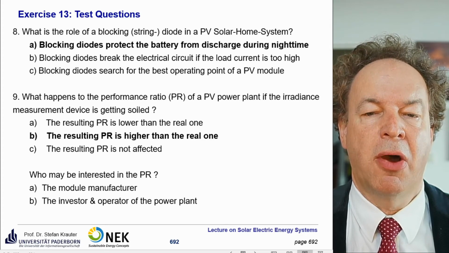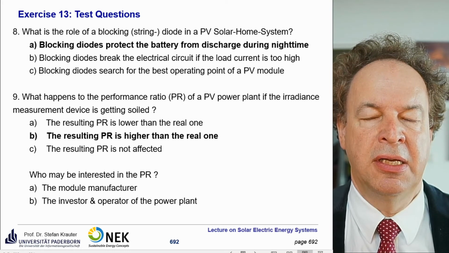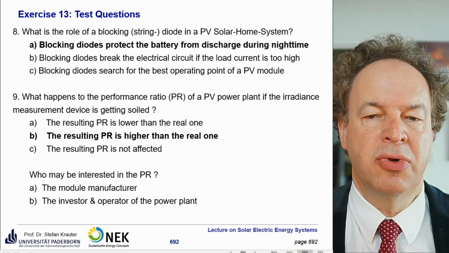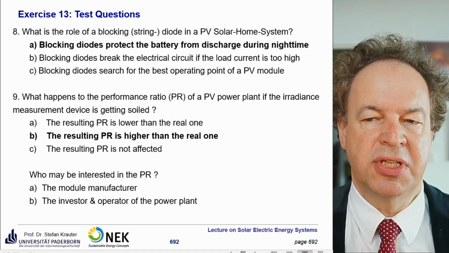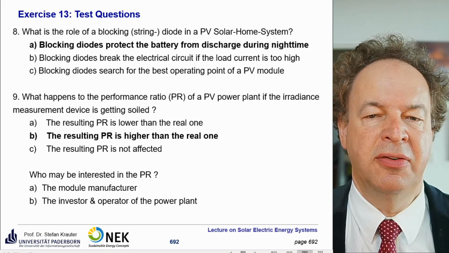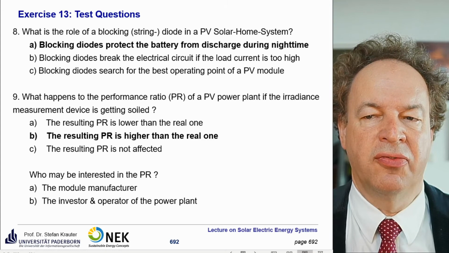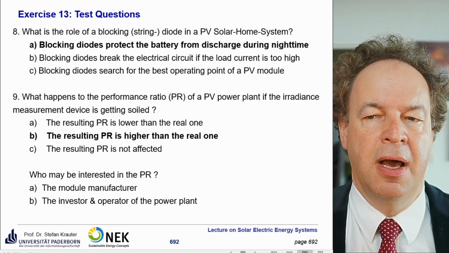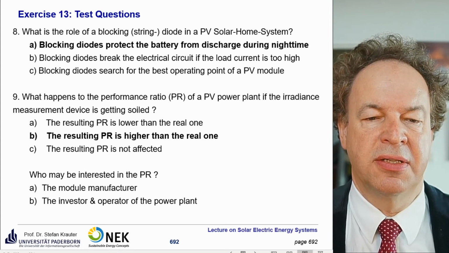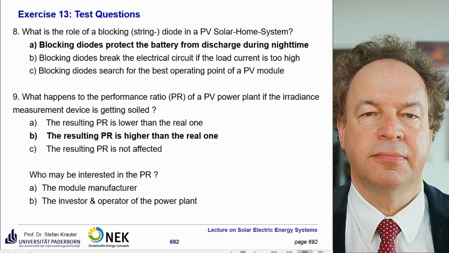But the investor and operator is interested in the real performance in the field, and if the performance ratio is going down, he has to take countermeasures. So check the modules, check the cables, look for soiling of the modules and so on. And if he doesn't recognize there's something wrong due to the soiling of the irradiance device, he may delay some countermeasures, and that's not helpful for the overall yield of the power plant.